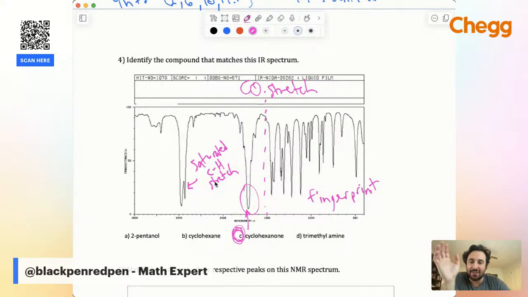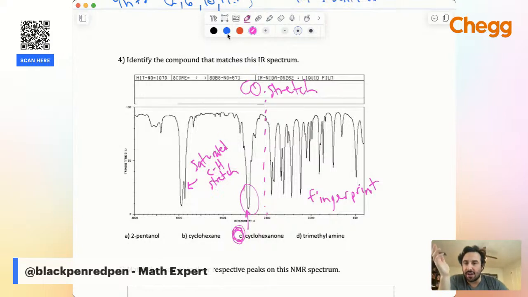So it's not that having this stretch means it is a fully saturated hydrocarbon. There can be other functionality on it. All this says is that this functionality is also present. So every functional group is going to show up. If there are other functional groups, that will also show up.